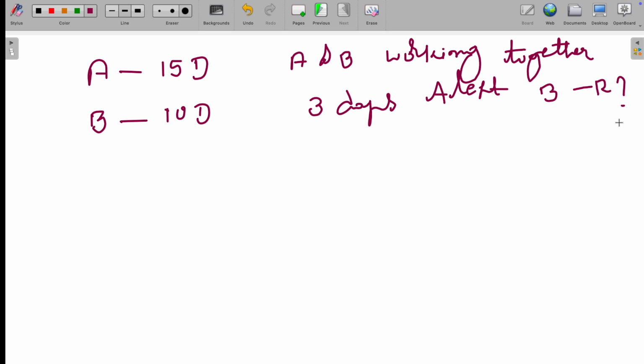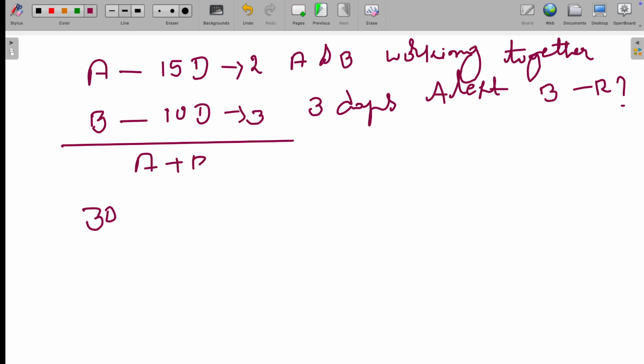How to do this question? Observe here. According to this question, can I assume 30 is the work? Correct? What is the A capacity? If I assume 30 is the work, because the LCM of 15 and 10 is 30, A's capacity is 2 and B's capacity is 3. Correct? Who started the work, A or B or both? Both. A plus B, both capacity will be 5 parts.